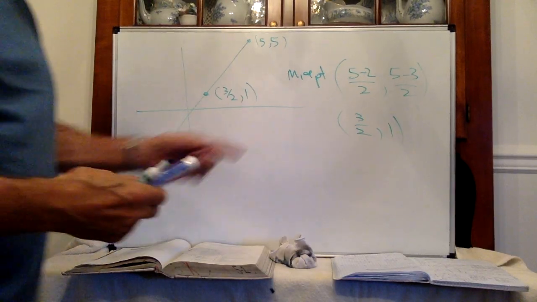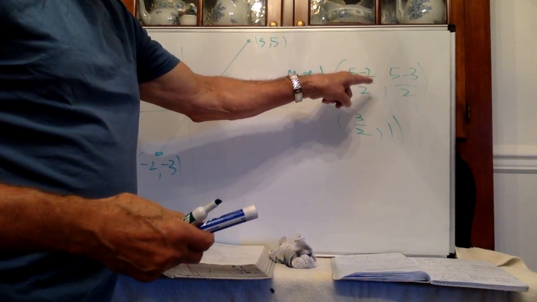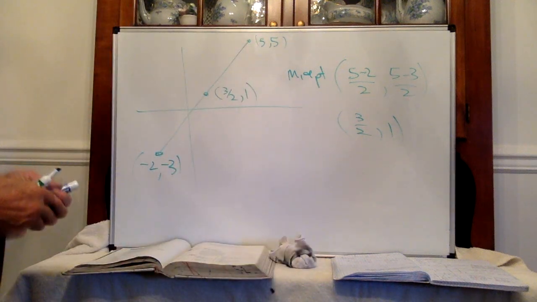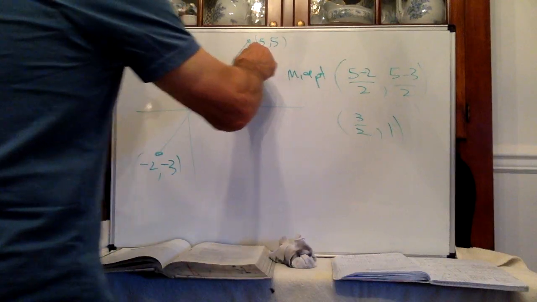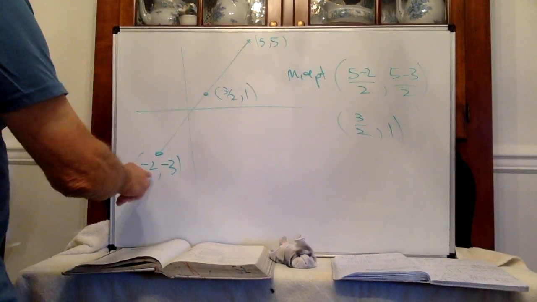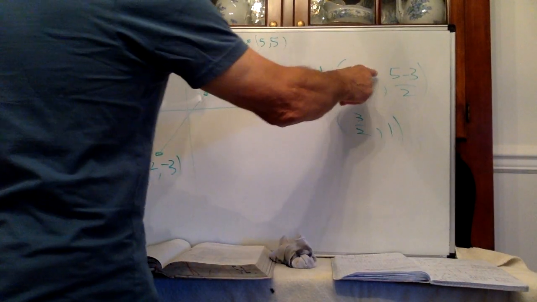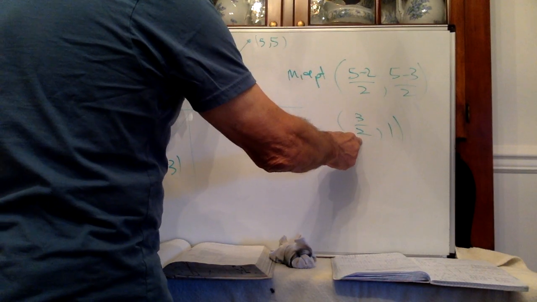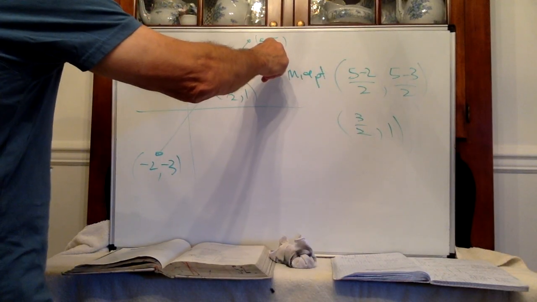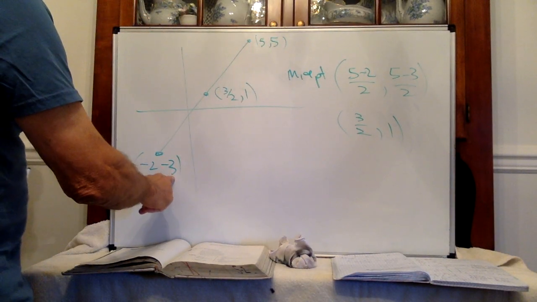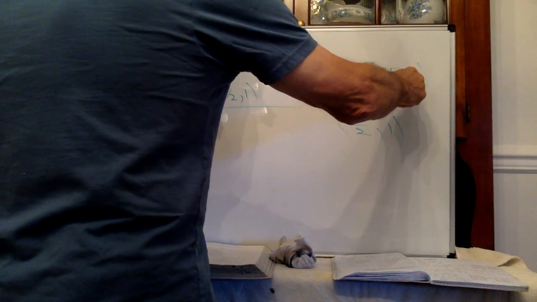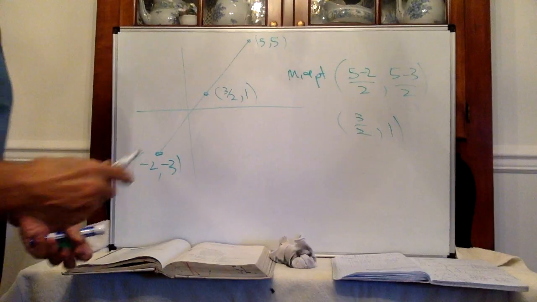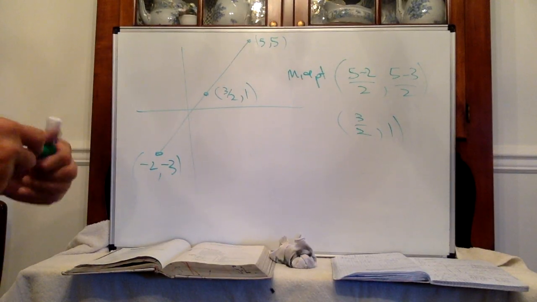So be careful when you add a negative. Remember, it becomes negative. When you subtract a negative, it becomes positive. But for the average, you add the two x coordinates together. 5 plus a negative 2 is 5 minus 2 over 2. 5 minus 2 is 3. 3 over 2 is 3 halves. Average the y coordinates. 5 plus a negative 3 is 5 minus 3, which is 2 over 2, which is 1. The midpoint has the coordinates 3 halves, comma, 1.